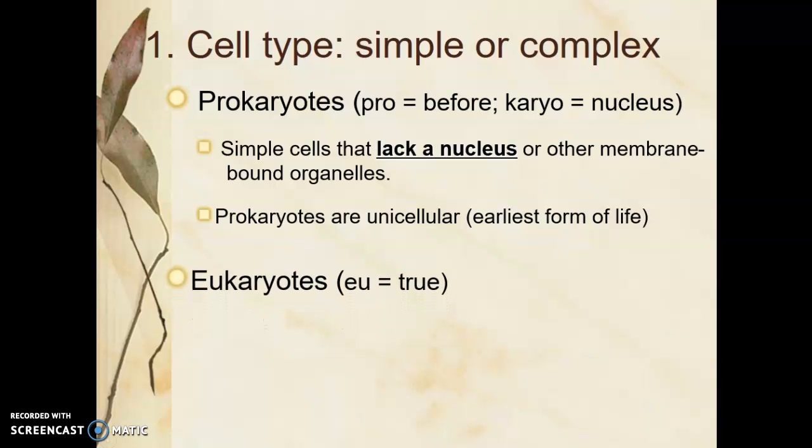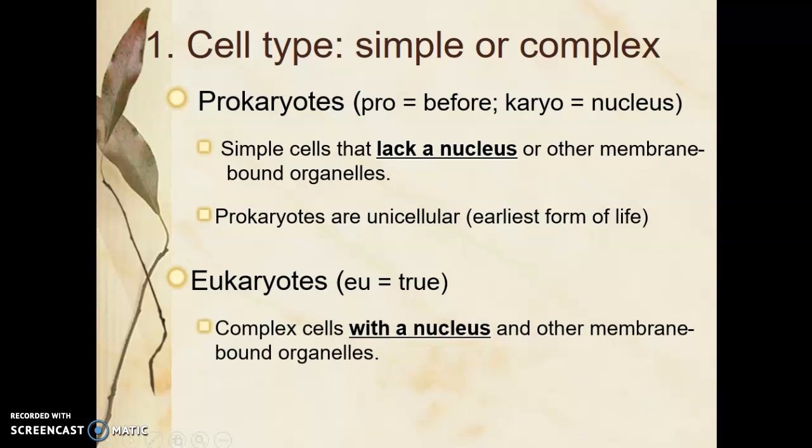Eukaryotes, on the other hand, are complex cells. The prefix EU means true. Remember, karyo means nucleus. So these cells have a true nucleus. Their DNA is contained inside of a nucleus. So a eukaryote, or a eukaryotic cell, is a complex cell that has a nucleus and other organelles.